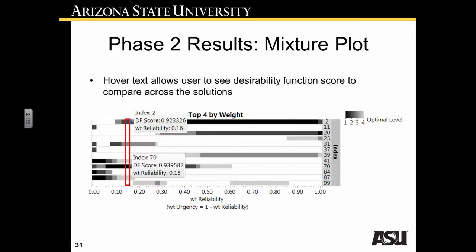What's really nice about the mixture plot is it allows you to see how your solution set would change as your priorities change. So for example, if you have several decision makers trying to come to a decision on what the most critical subpopulations are, one person might prioritize reliability more than urgency, and another might care more about urgency. Right? So this plot allows you to say, how would my top 4 solutions change as the priorities change, or how the priorities differ?